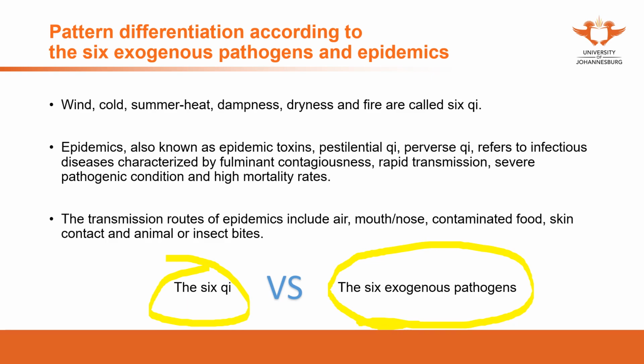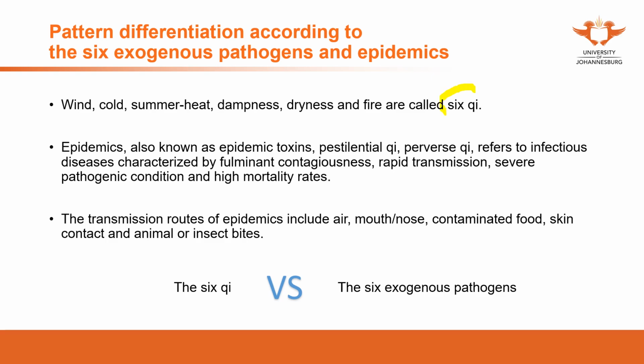When I show this slide to some students, there are some who study quite well, so they remember all these different terms: the wind, the cold, the summer heat, and then they raised a question. They said, "Hey, Doctor Who, you made a mistake. These are not 6 qi. These are the 6 exogenous pathogens." Then this is a very good question. What's the difference between the 6 qi and the 6 exogenous pathogens?